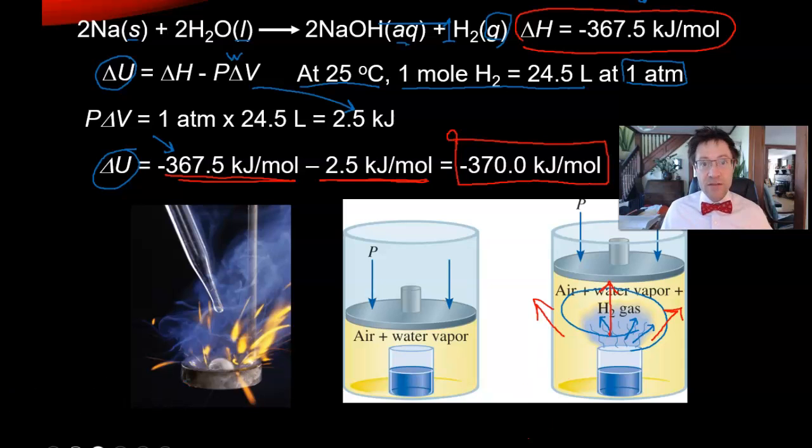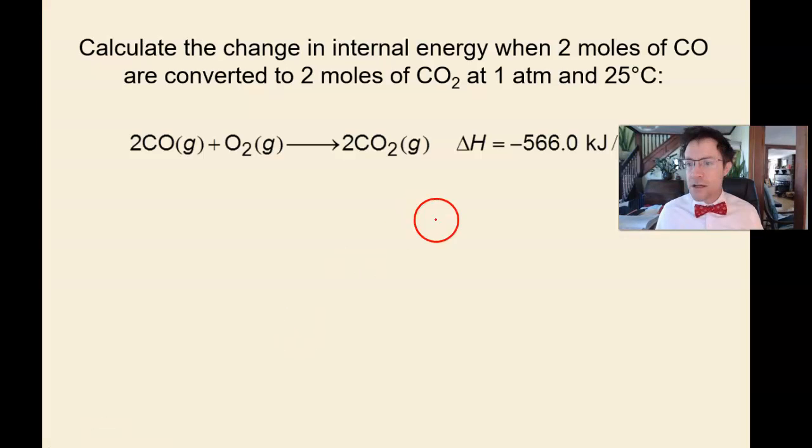So basically, anytime we have a change in volume, like if we do produce a gas, our internal energy is going to have to account for the fact that we are doing work on the surroundings. All right, another example, super easy, right?